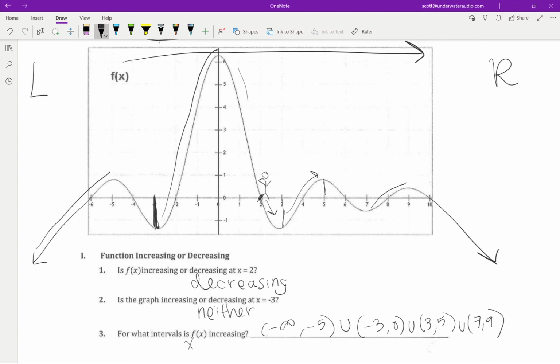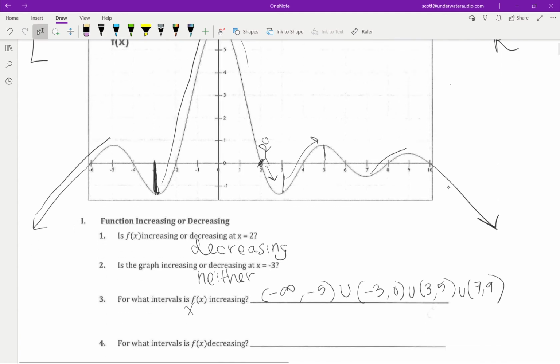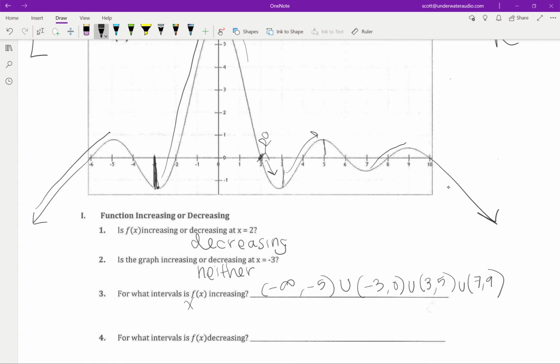So I want to pause. This is important. Notice I'm using x values. That is how I should be doing it. That is important. I'm going to answer with x values. This can be confusing for people. There is actually a reason for this. If you use y values, then it's totally overlapping and it won't work. So you do have to use x values to answer these questions.